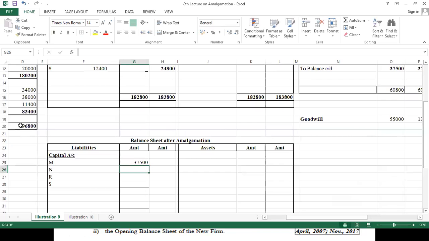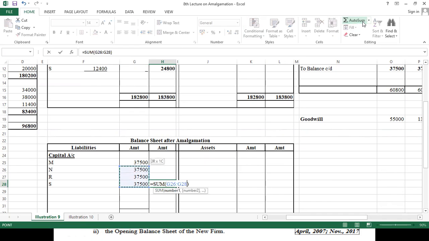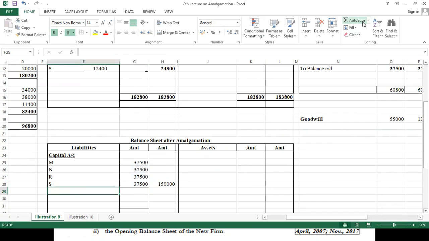37,500, 37,500, 37,500, and total is, let me make a total of it. Total is 1,50,000. And apart from that, we also have current account.